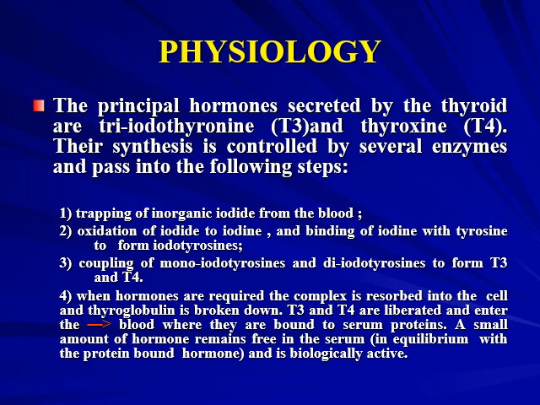If you couple a monoiodotyrosine to a diiodotyrosine, you will get T3. If you couple two diiodotyrosines, you will get T4. When these hormones are required, the complex is resorbed into the cell and the thyroglobulin is broken down, releasing the T3 and the T4. In blood, T3 and T4 exist in two forms: either bound to TBG, thyroxine binding globulin, or free, which is the active form in the blood.